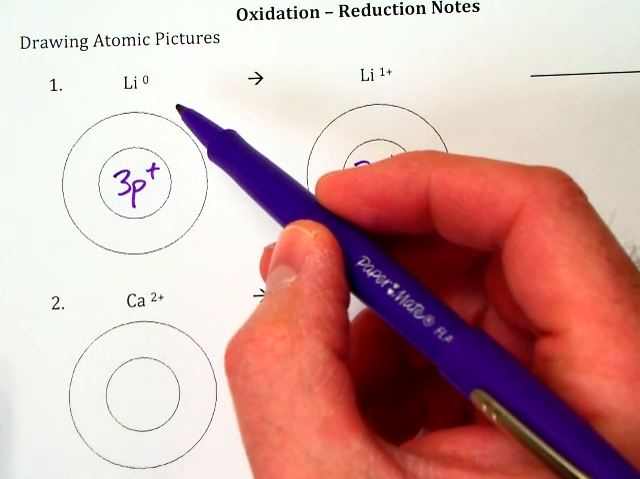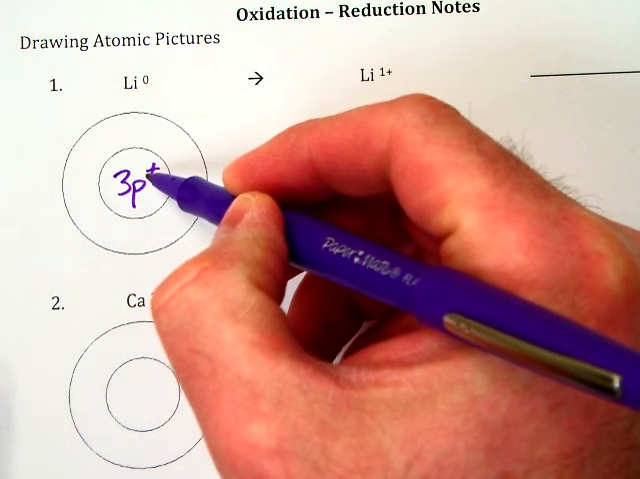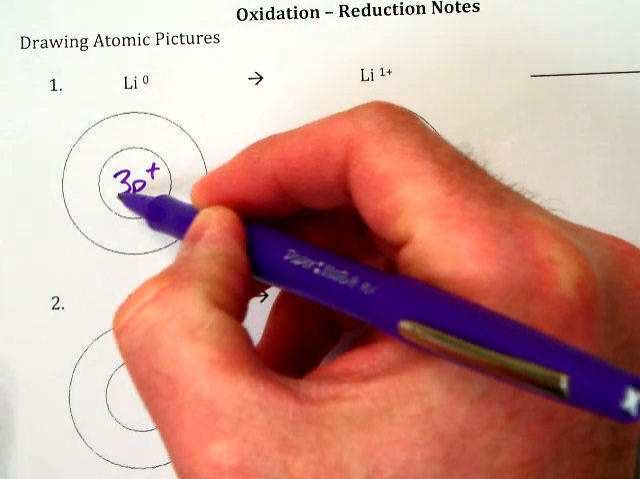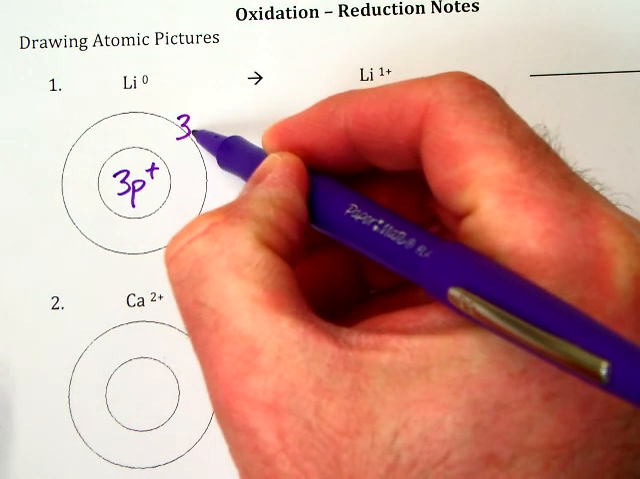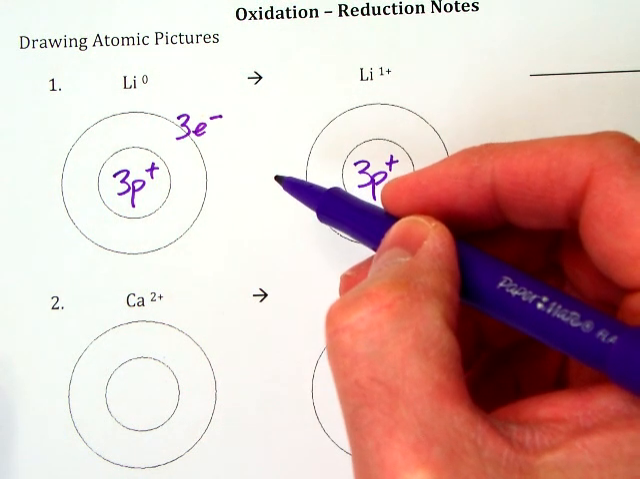Now, I'm going to look at the atom here, lithium 0, to assign how many electrons there are going to be. To have an overall charge of 0, your protons and your electrons will be the same. Since we have 3 protons, we're going to have 3 electrons. I'm not going to worry about the neutrons because they don't change the charge. Even if I had 100 neutrons, it's not going to change the overall charge of the element.